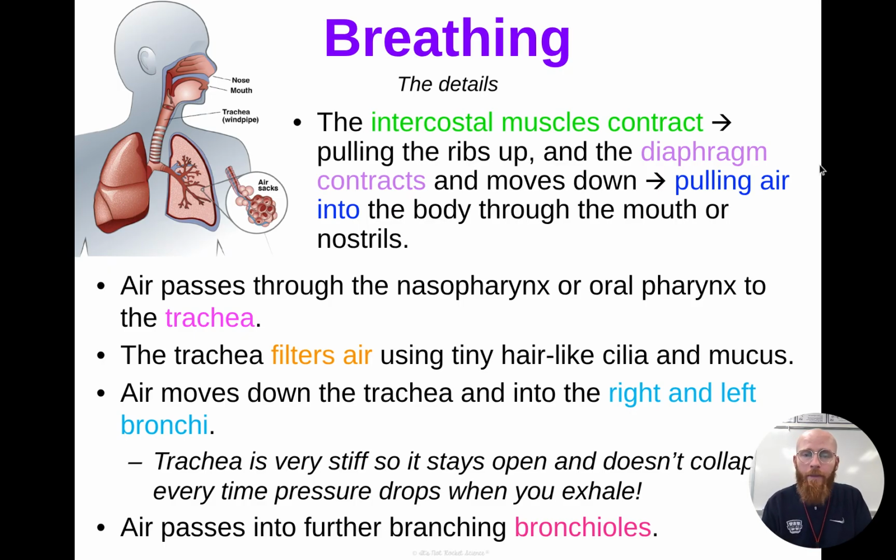Okay? So the intercostal muscles, right, those muscles in between your ribs, those are going to contract. This pulls the ribs up. The diaphragm contracts and moves down. And so this upward movement of the ribs and downward movement of the diaphragm will help create more volume, and this pulls air into the body through either the nostrils or the mouth. Okay? Air is then going to pass through the nasopharynx or the oral pharynx, right? So pharynx. And then it will go down to the trachea. The trachea is responsible for filtering air.